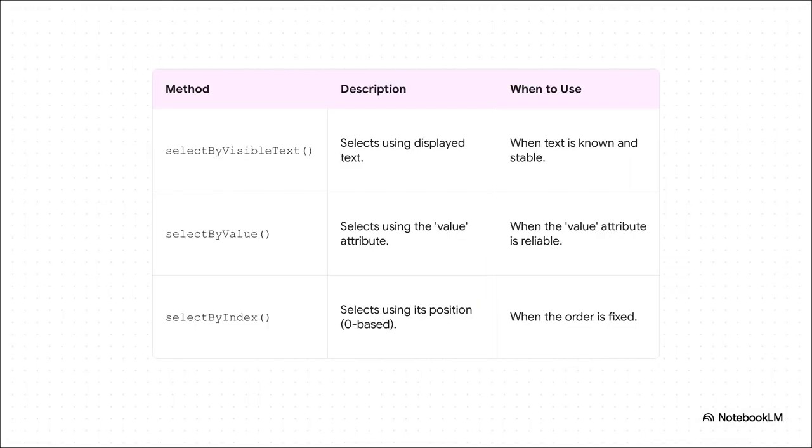Simple as that. And this gives you three main ways to pick an option. You can select it by the actual text the user sees on the screen. You can select it by its value attribute, which is kind of like a hidden ID tag in the HTML. Or you can just select it by its position in the list, the first one, the second one, and so on. You just pick the method that feels the most reliable for your test.